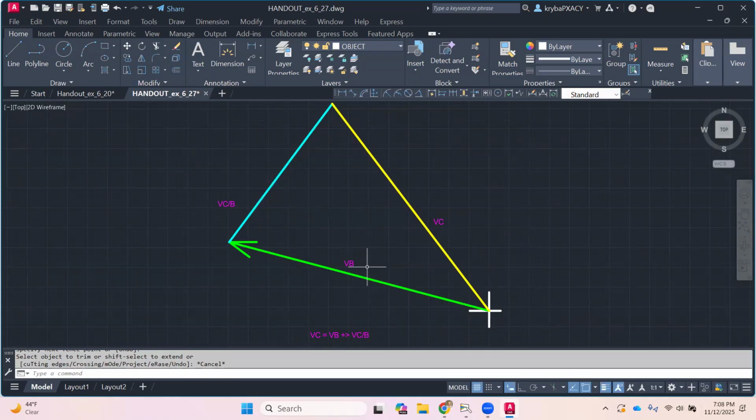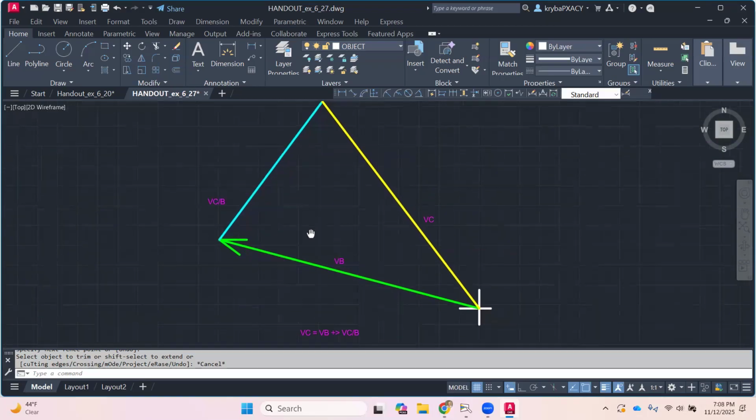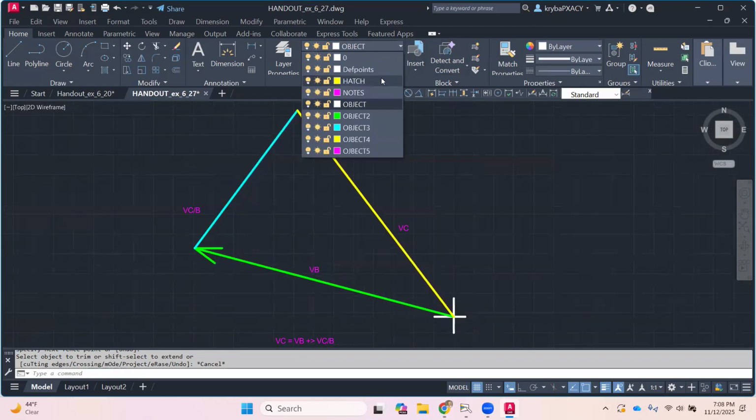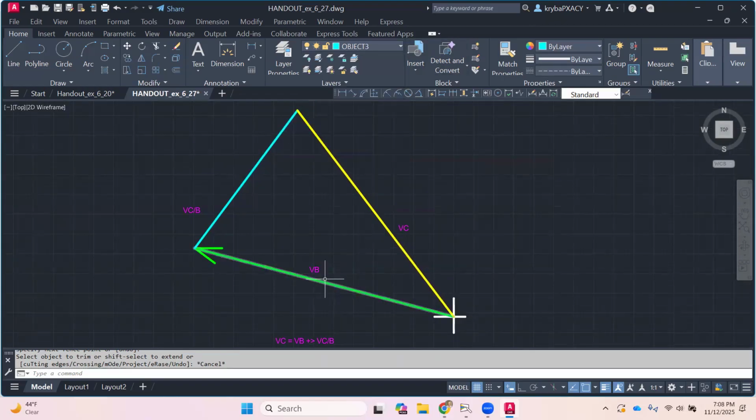Now that we have our vector triangle, what we're going to do is add our arrowheads. I'm going to start with the velocity of C relative to B. Because it is added vectorially to the velocity of B, its tail is going to be at the tip of B, and its tip is going to be going up and to the right, sorry. And then that satisfies everything on the right-hand side of our equal sign.